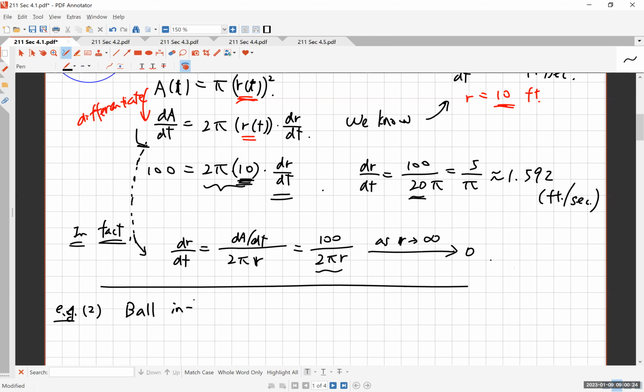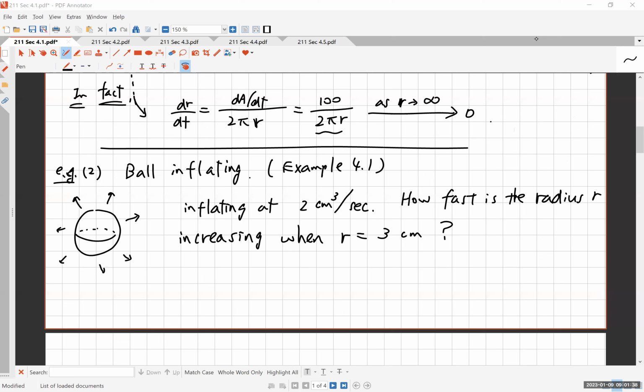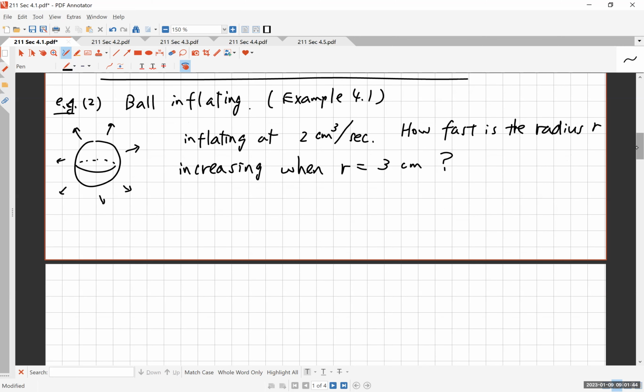Ball inflating. Let me go ahead and pause this so I can state the entire problem, and then we'll come back. All right, here's the second question about an inflating sphere, or inflating ball. By the way, I highly recommend that you draw a picture for every problem so you can visualize what's happening. Did you hear me? I will keep emphasizing this.